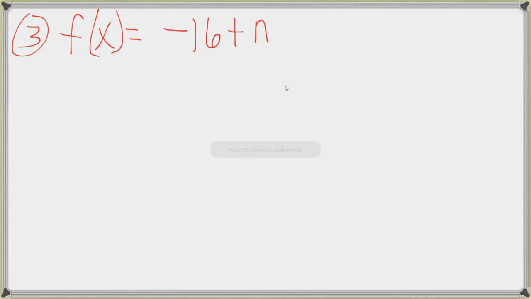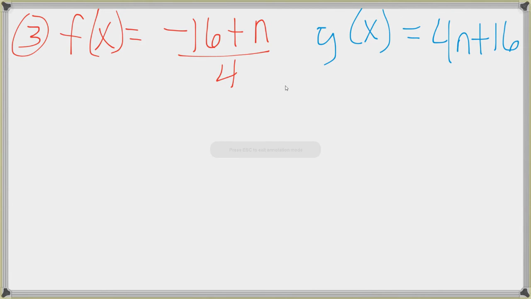Okay. I think we have another problem here. F of x equals negative 16 plus n over 4. G of x equals 4n plus 16. And what I noticed here after I wrote this was that I have x's and n's together.